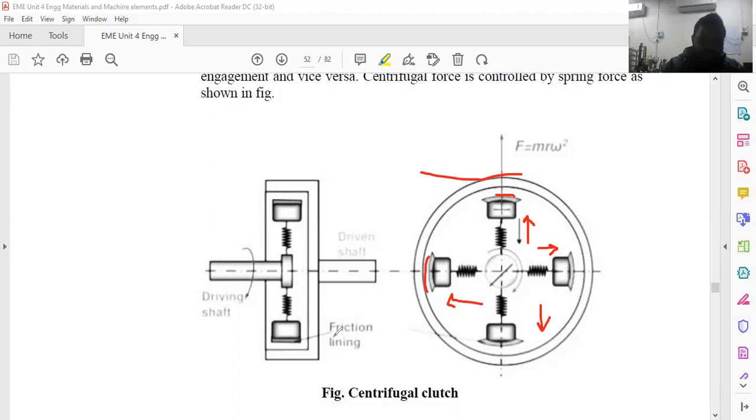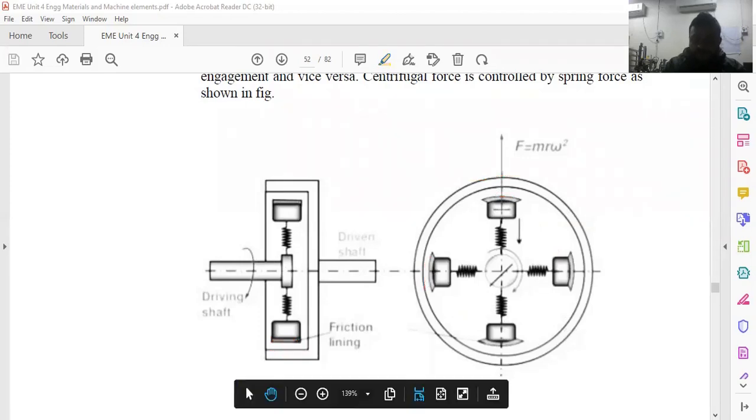So this is about the friction lining. In between these two surfaces, friction lining is there, so that driving shaft and driven shaft are connected by means of the centrifugal force. So it is called as the centrifugal clutch. So this is about the centrifugal clutch. So various types of clutch are there that you have to keep in mind.